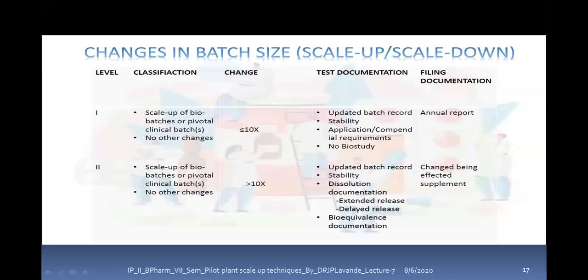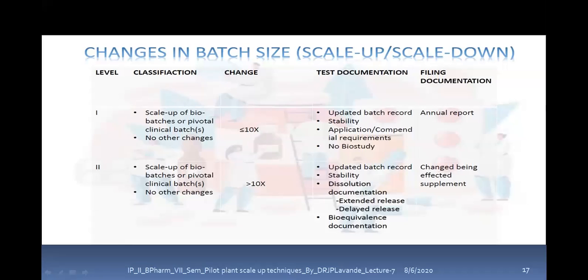Now, changes in batch size, scale up and scale down, consist of 2 different levels, level 1 and level 2, with their classification, the changes, and the documentation and filing procedure. For level 1, the change in batch size, the classification is based on the scale up of the bio batches or pivotal clinical batches, with no other change required, and the change is less than or equal to 10 times. Test documentation is the updated batch record with stability, application and compendial requirements. No biostudy is required. Reporting is annual.